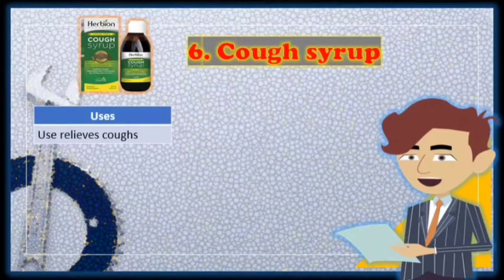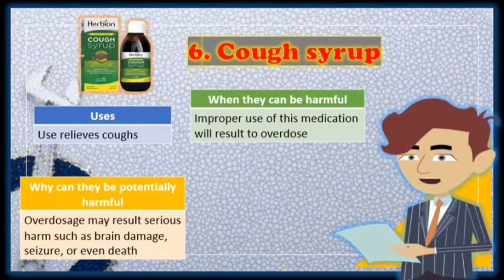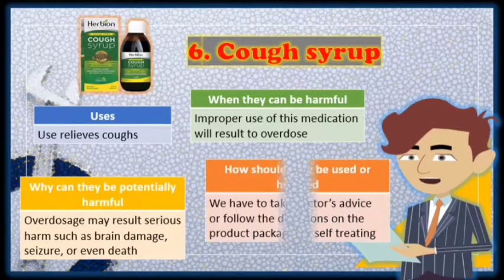So let's now proceed to the last item, which is cough syrup. What is the use of this one? It relieves coughs. Next, when can it be harmful? It can be harmful when there is improper use of this medication, which results in overdose. So why can it be potentially harmful? Overdosage may result in serious harm such as brain damage, seizure, or even death. How should it be used or handled? We have to take the doctor's advice or follow the directions on the product package for self-medication.